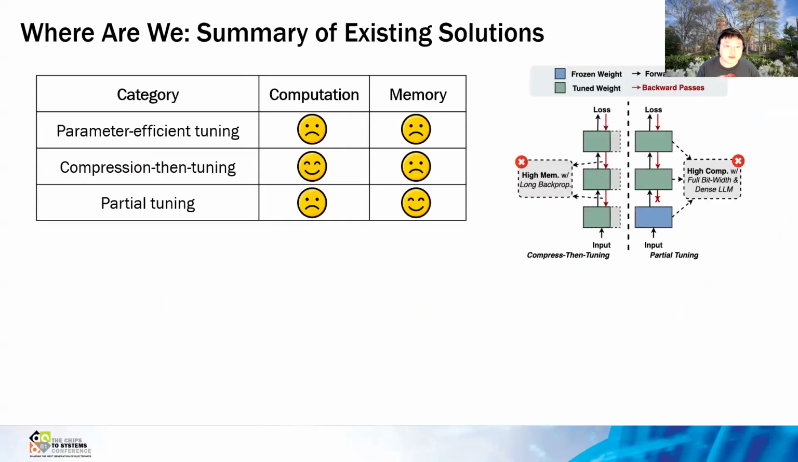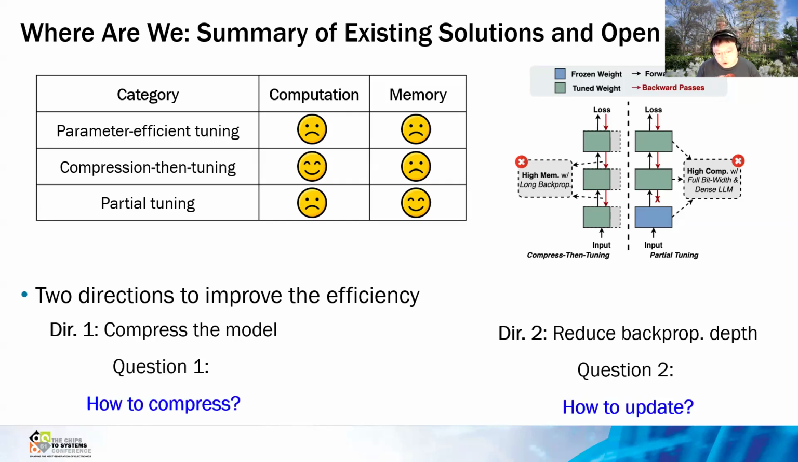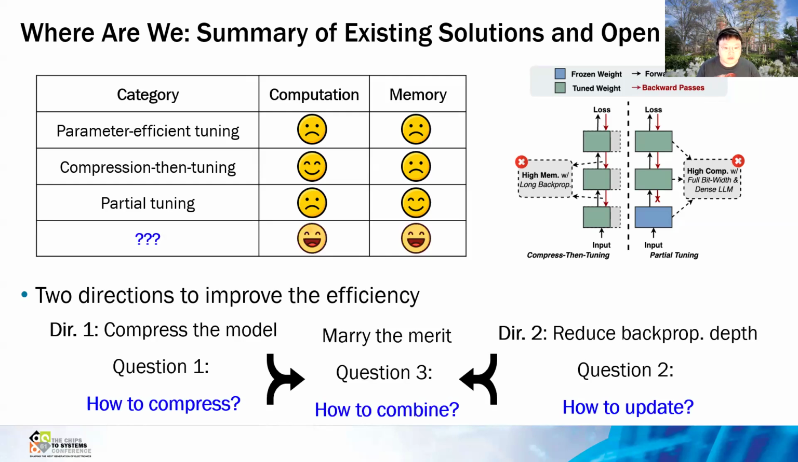And here is a summary of existing solutions. Basically, you can find that across all the three categories, none of them can satisfy both computation and memory overhead. We summarize that there are two directions to improve the efficiency. One is to compress the model, the other is to reduce the backpropagation depth, which come with two open questions on how to compress and how to update. And in our work, we try to go further by not only answering these two questions, but also trying to marry the merits of both, by answering a third question: how to combine the merits of them. And here it comes.